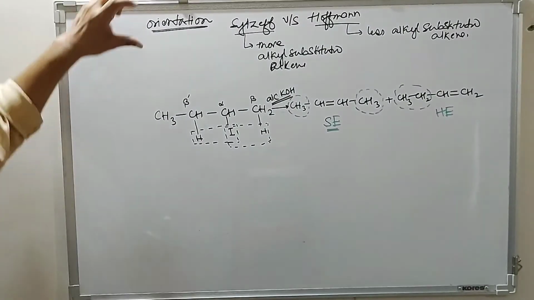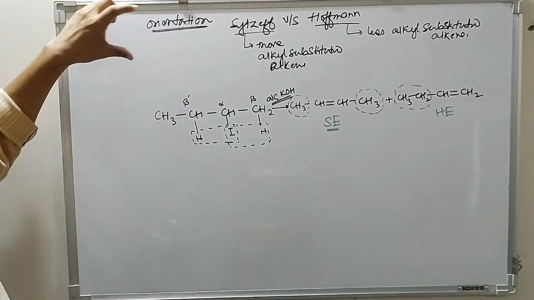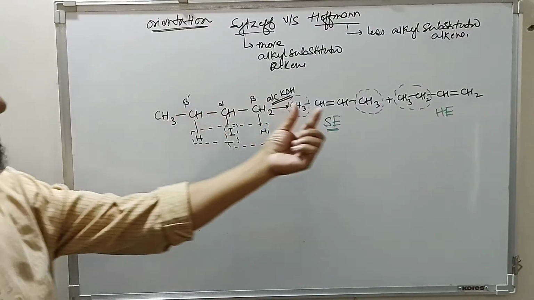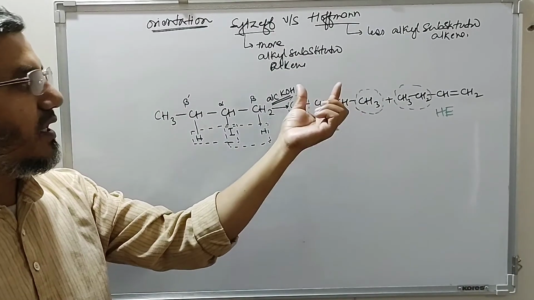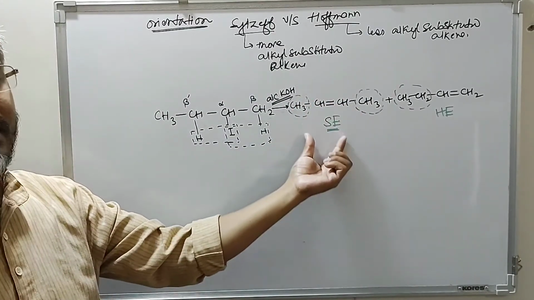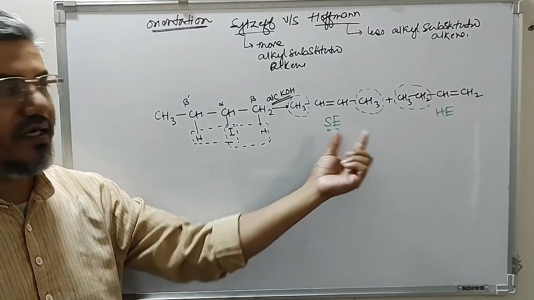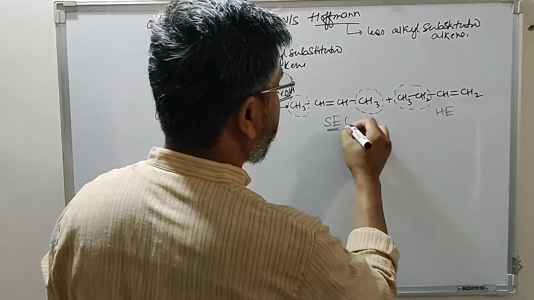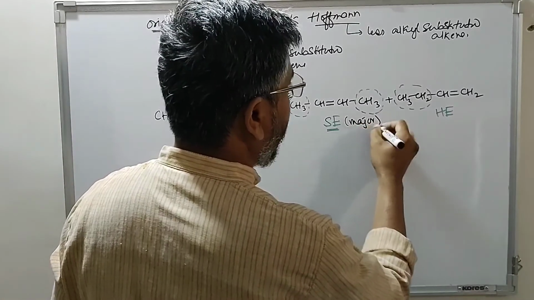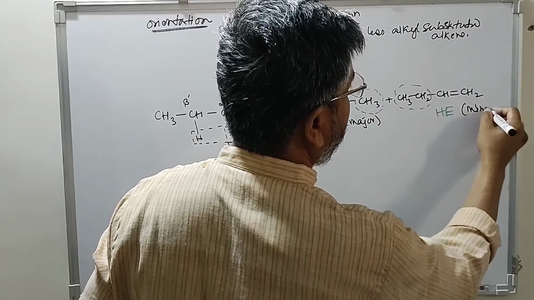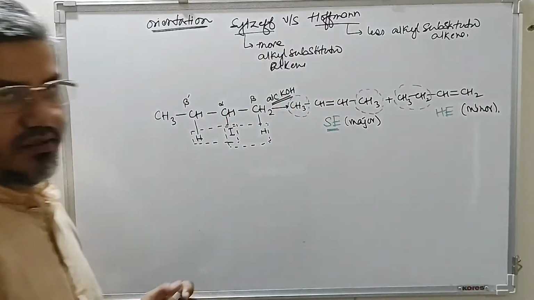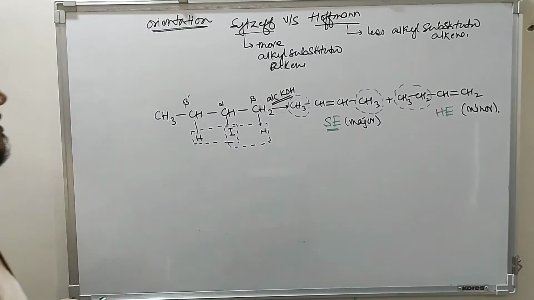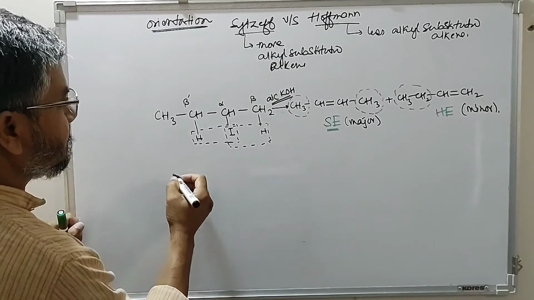So for a normal E2 reaction, the product is always governed by the stability of the alkene formed. The more stable alkene forms as the major product, which is what we call Saytzeff. So this Saytzeff product will be forming as the major, and this will be forming as the minor product. Let's take up some other examples also.